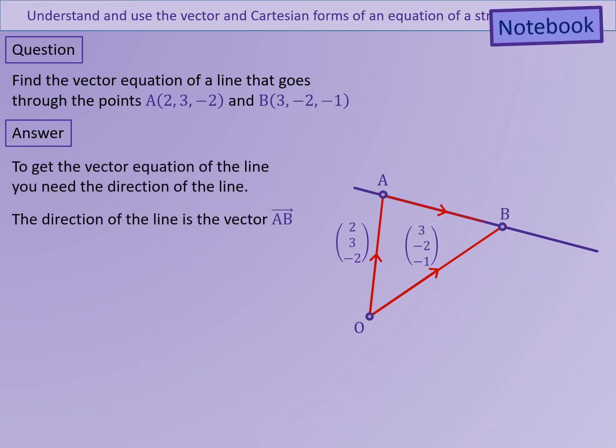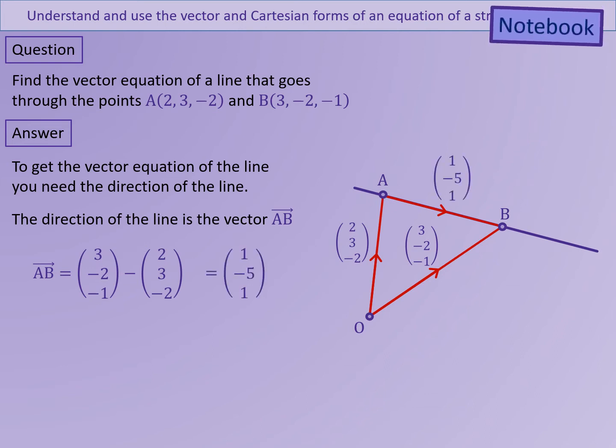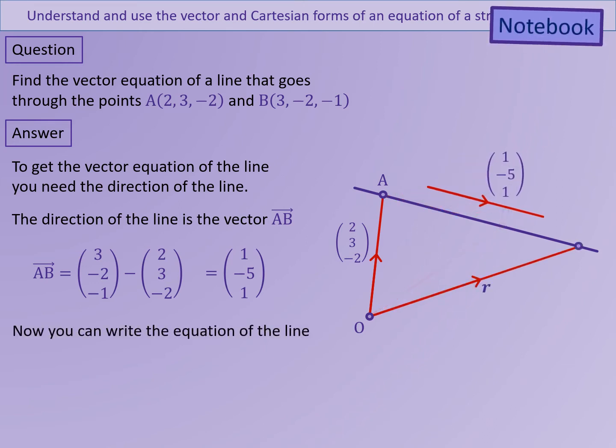So the vector from A to B can be found by doing OB minus OA. We have OB and OA because that's just the position vectors of points A and B. So AB will be the vector (1, -5, 1). So the general equation of a point on the line is r equals one of the position vectors, (2, 3, -2), plus lambda times the direction, (1, -5, 1).